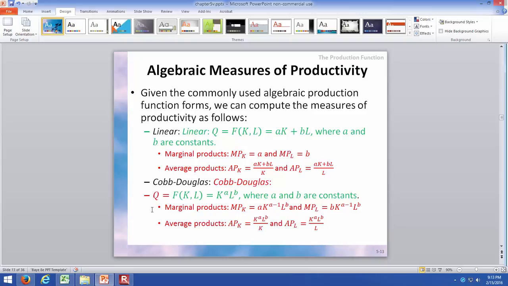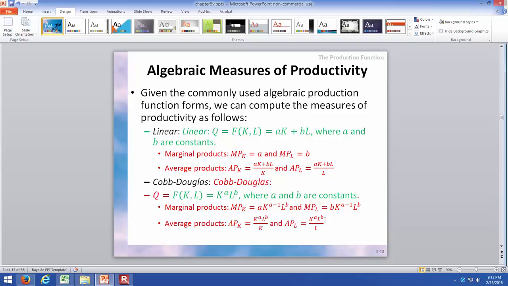Now for the Cobb-Douglas function, that is given by F(K, L) equals K raised to A, L raised to B, where A and B are constants. So how do we find out the marginal product? That would be dQ divided by dK. We are taking the derivative of Q with reference to the capital, and that gives you A K raised to A minus 1, L raised to B. If you're not comfortable with this, you want to go back and see how to do the derivatives.